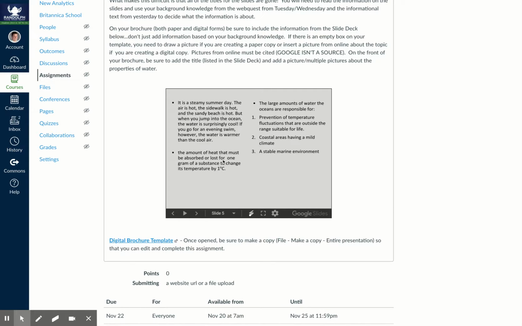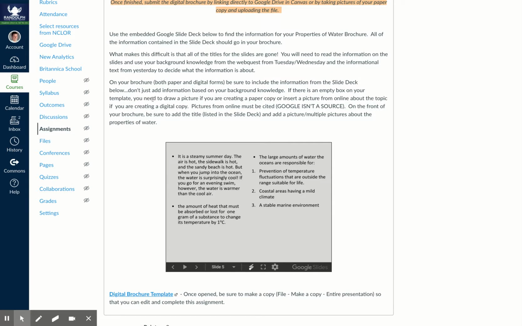For both the digital and the paper copy, you need to include some pictures in your brochure. If you are working on a paper copy, you're going to, of course, draw your pictures. There are some pictures in the slideshow that may help you. If there's a box on your template, that means that a picture goes there. If you are working digitally, you can find a picture on Google. Just make sure you cite it. And remember that Google is not the source of that. Google is the search engine for that.